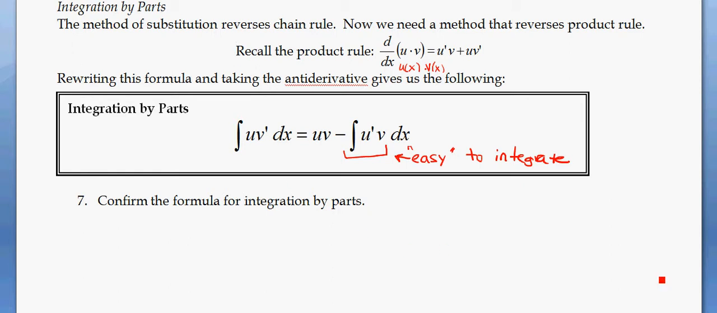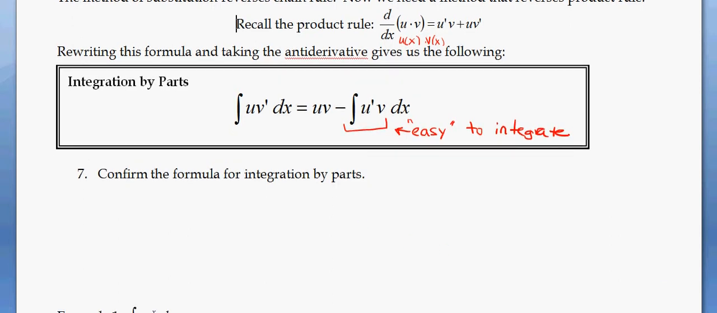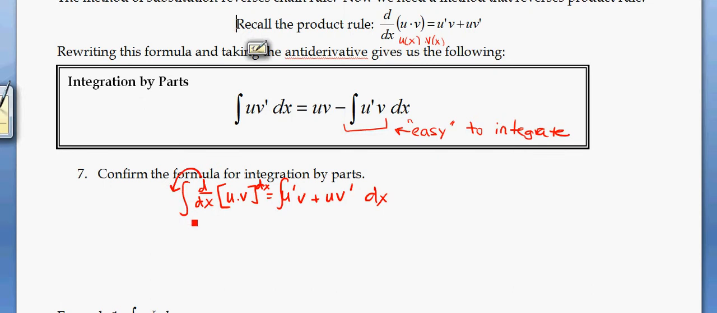Okay, so let me just prove to you that this integration by parts is actually just a rearrangement of the product rule, so that if on the test you forget integration by parts, you can, in theory, derive it yourself. So we start with the product rule. We have the derivative of u times v is equal to u prime v plus u v prime. And we're going to take the integral with respect to x of both sides. Now on the left side, the second fundamental theorem of calculus says if I take the derivative of an integral, I can rearrange those two symbols, and I just get back to the original, u times v.